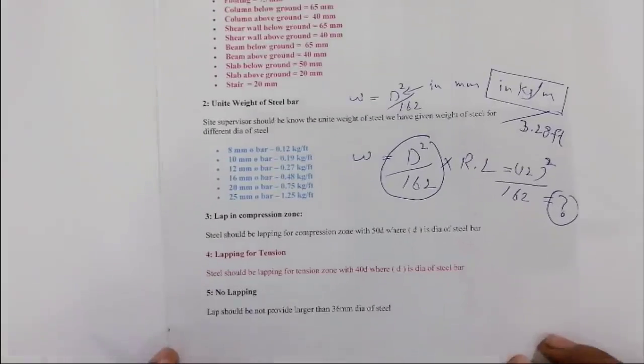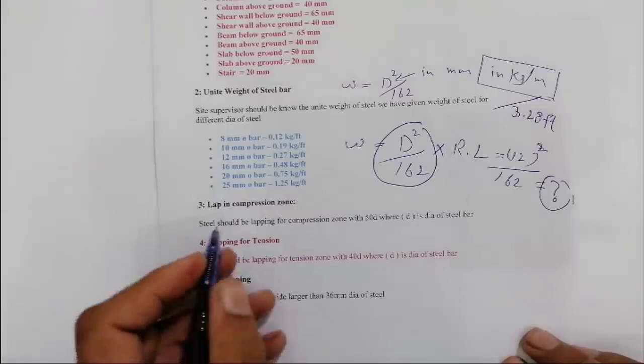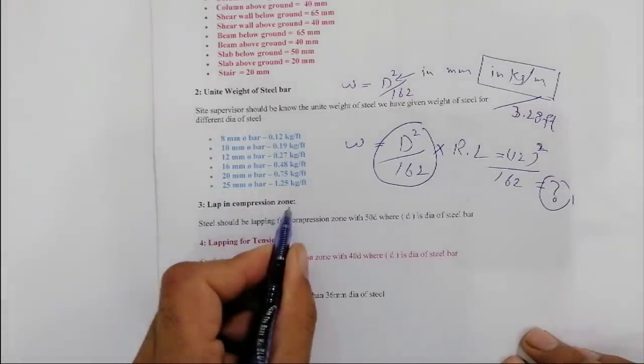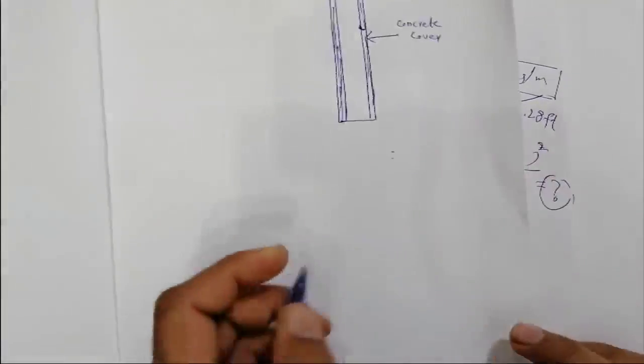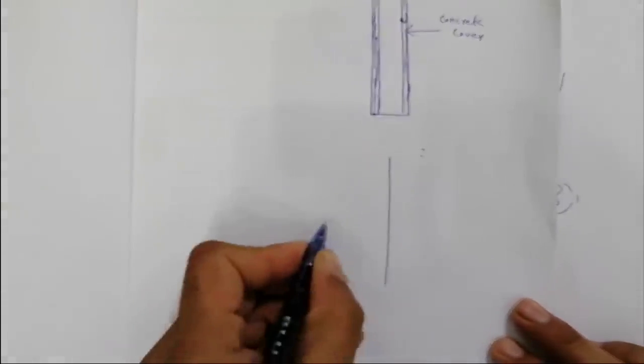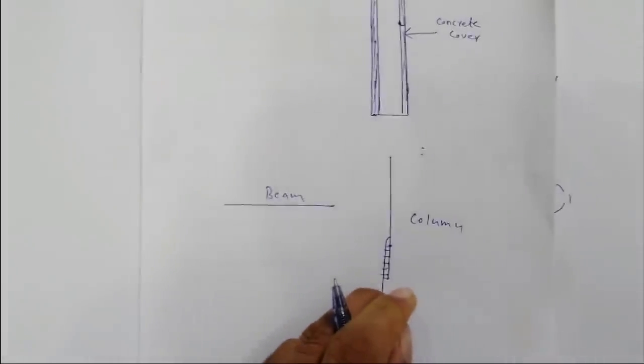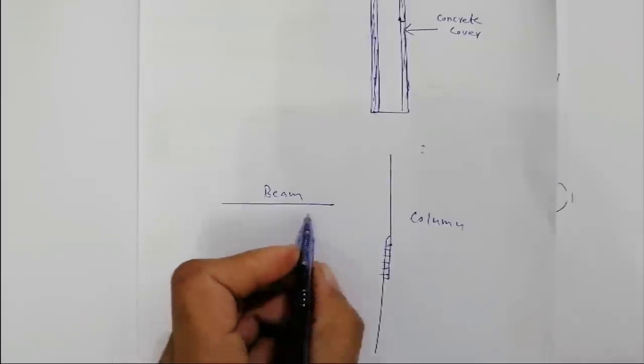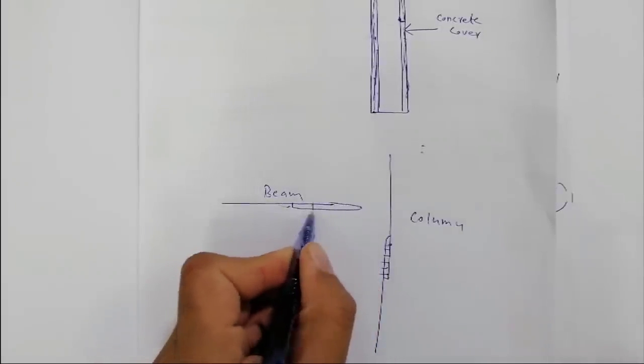Now we have the third one, lap length in the compression zone. Compression zone means lap length in a column, and in tension we can say for a beam, but in compression it's for column, right? So what should be the lapping length? This is lapping length. Let me focus the camera, sorry for this. And this is a beam, so what should it be for the beam, right?